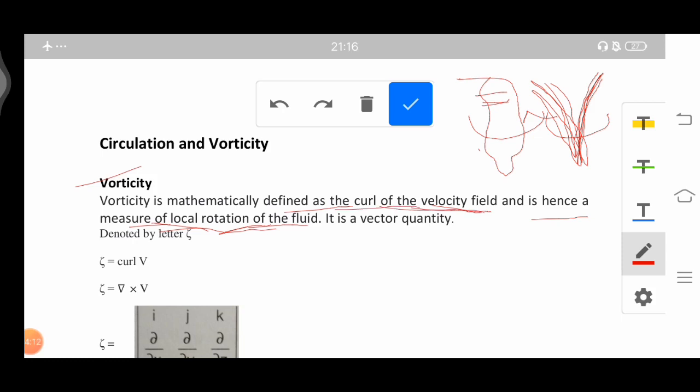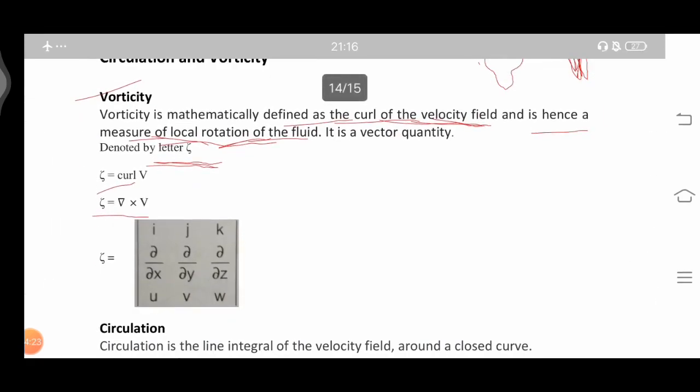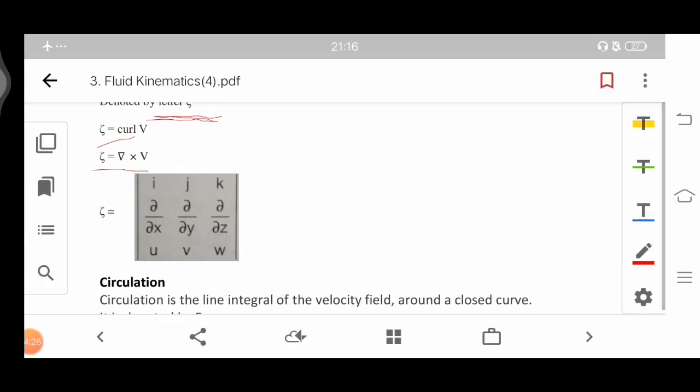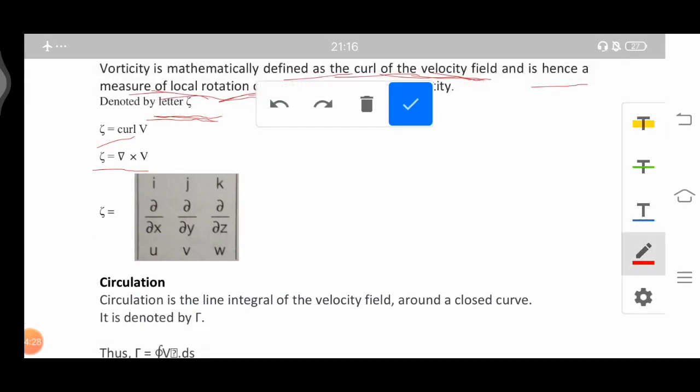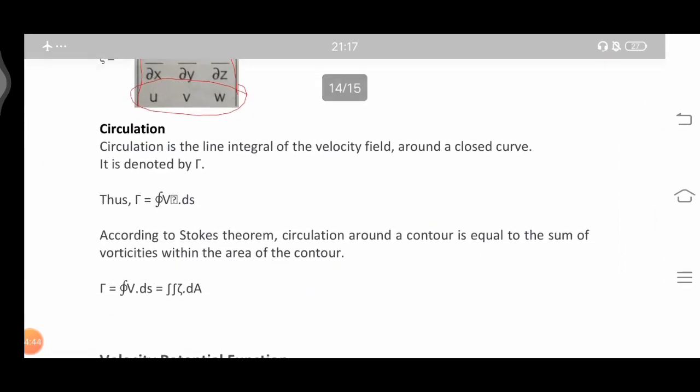This is mathematically defined as the curl of the velocity field. It is denoted by the Greek letter zeta, and zeta is equal to curl V, which is del cross V. The vorticity can be represented as the determinant of the i, j and k directions, with del upon del x, del upon del y and del upon del z, and finally u, v, w, the velocities in the 3 directions.